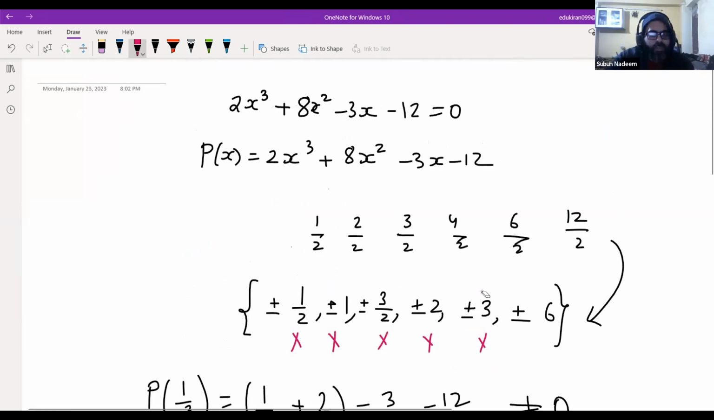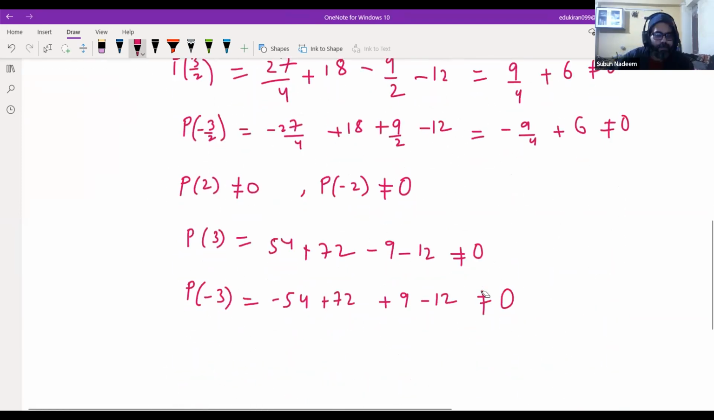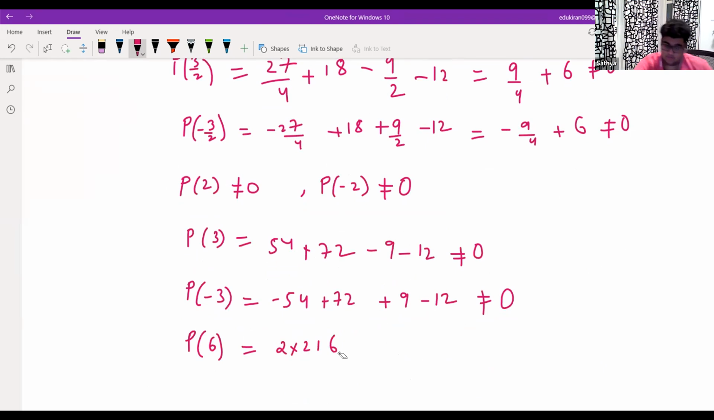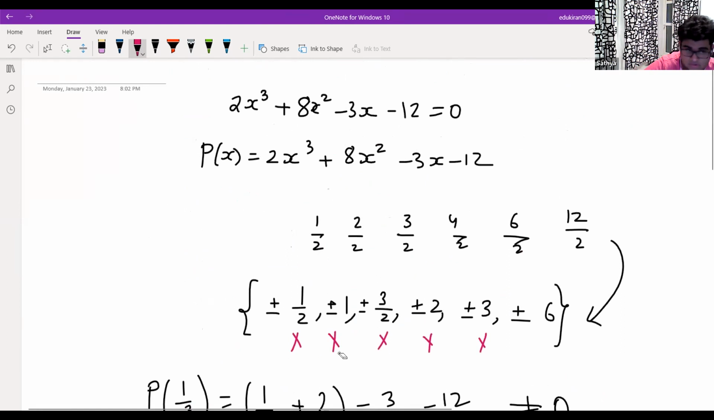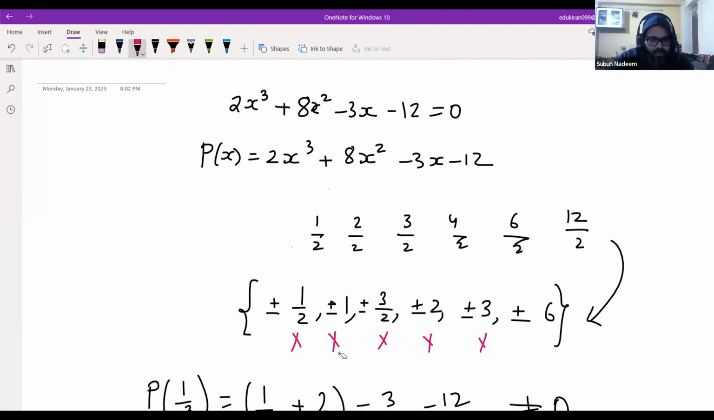Fine. So for 6, we'll check P of 6. So 2x cube, 216, 2 into 216. Instead of doing all this, can we do something like taking it common first? If possible, you can do that. So first 2x cube plus 8x squared. Yeah, I think it is possible. We have almost done.